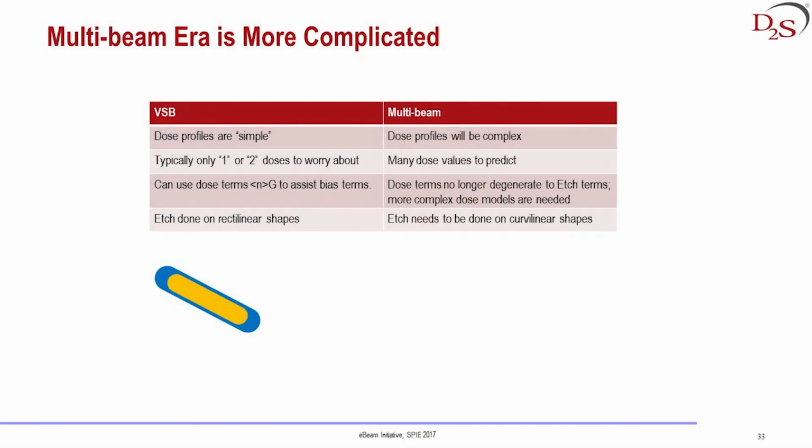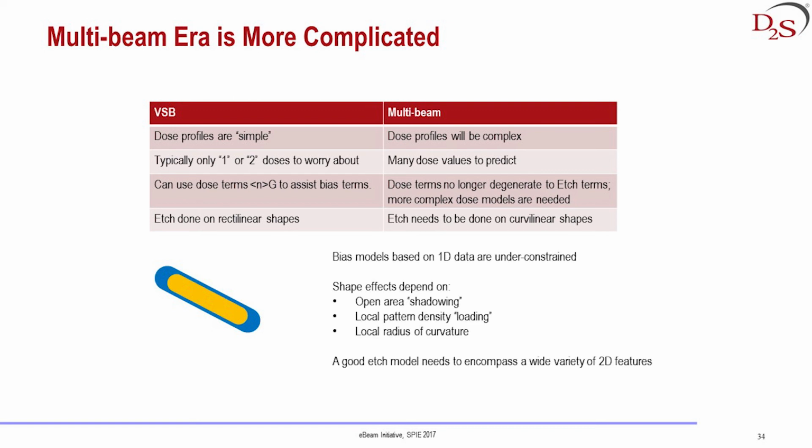All right, well, since we can't use dose for shape, what do we do? Let's recap, right? The doses are more complicated. We have a lot more dose profiles. These terms aren't degenerate, right? So what do we do for etch? Well, we can use the standard etch processes that are done in many OPC simulators. We take bias and use shape effects, things like shadowing and local pattern density, which is one of the LEC corrections on the VSB tools, as well as local radius of curvature. And if you utilize these kinds of standard techniques, you can do a pretty good job modeling the etch features.